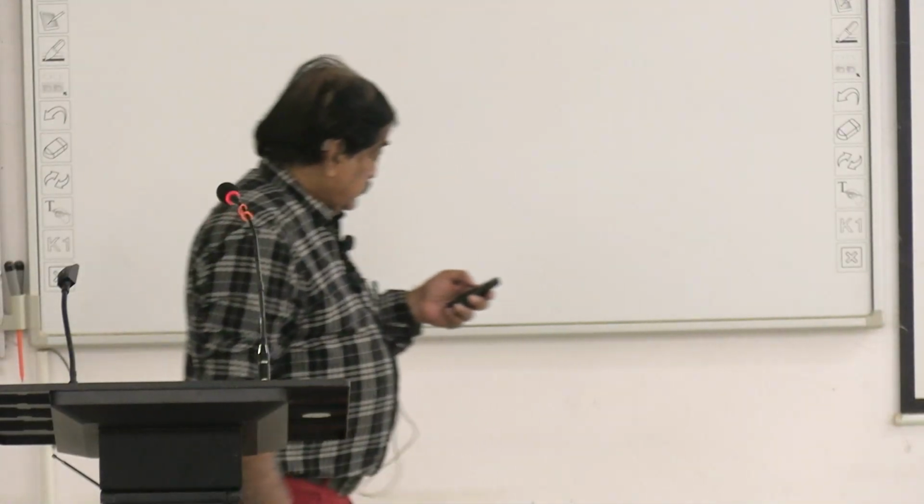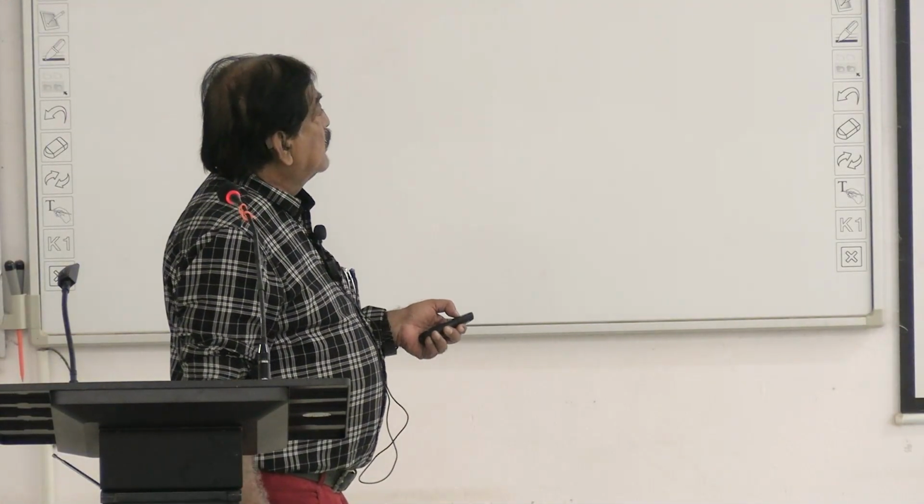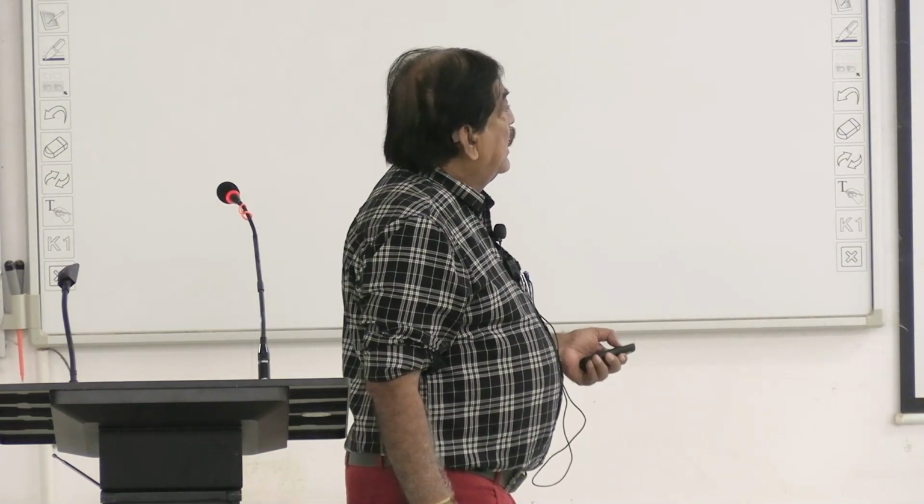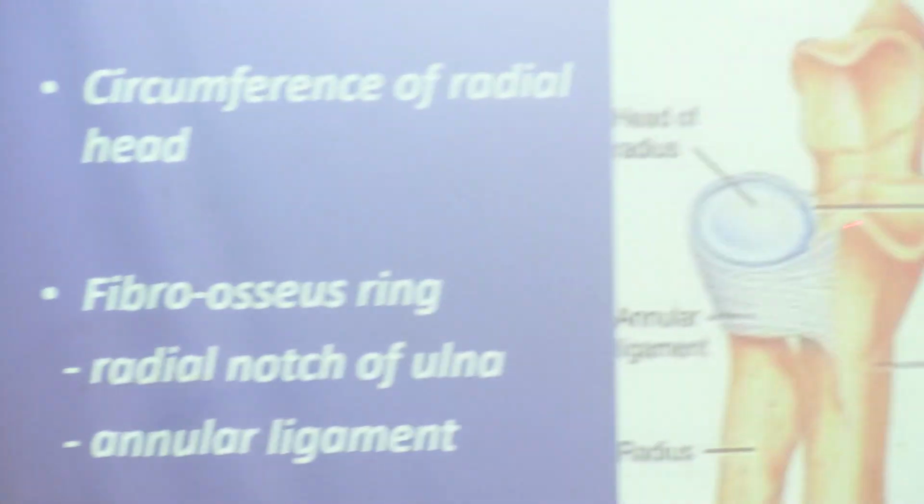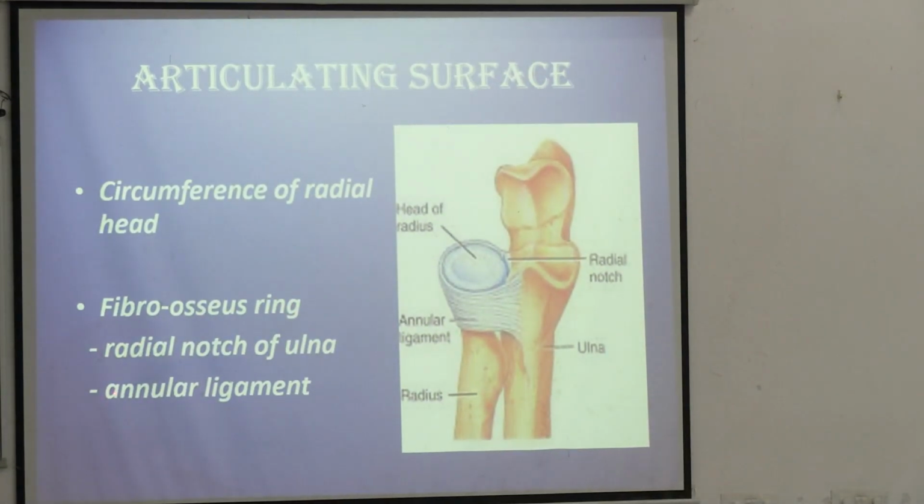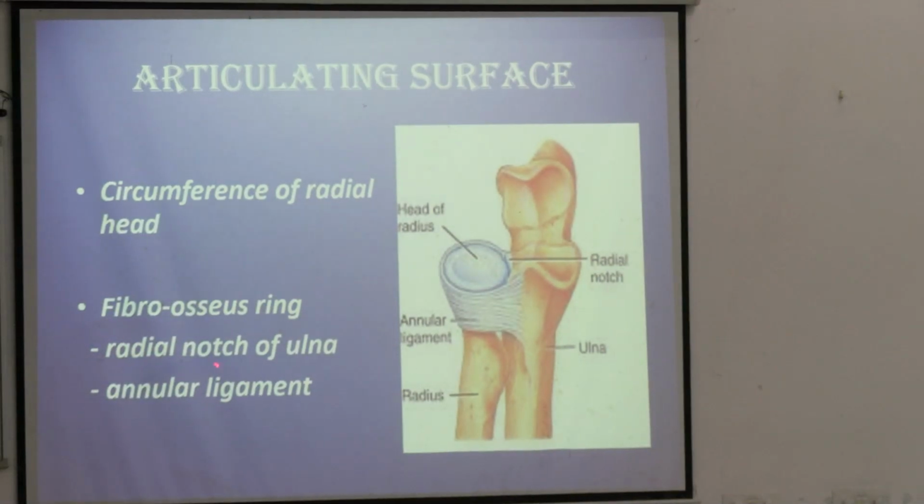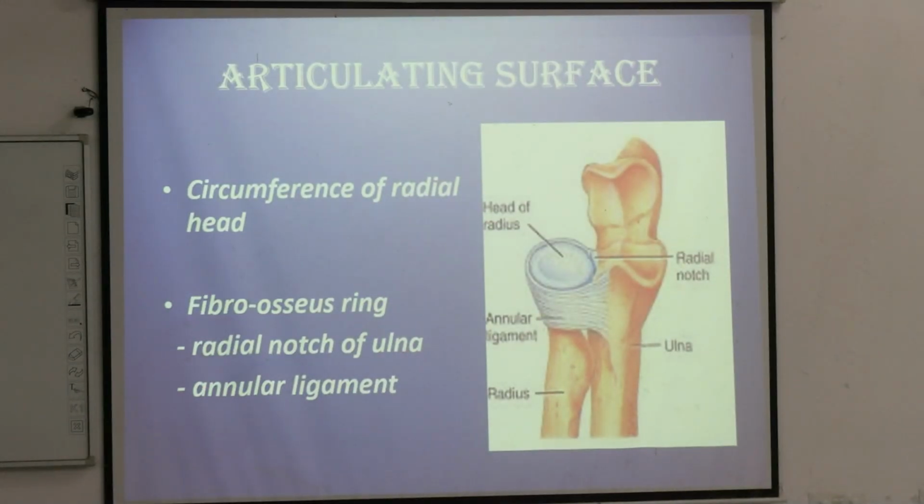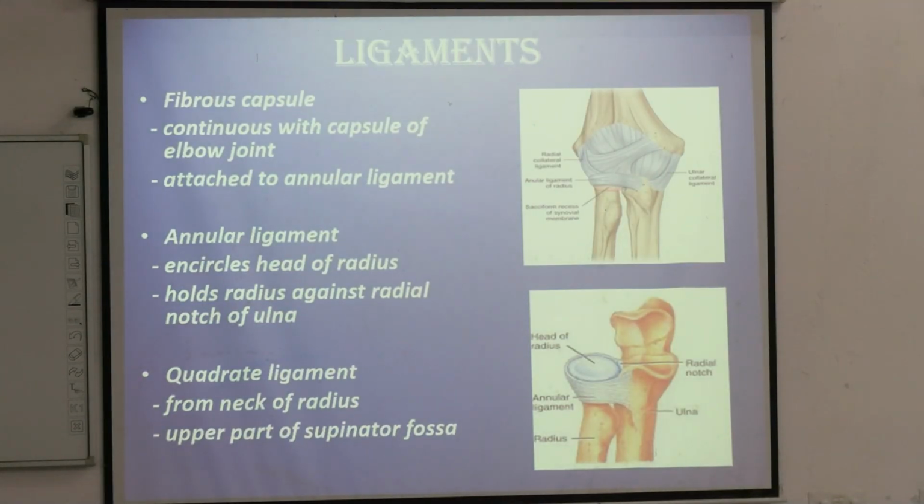Okay, now your circumference of the radial head of the radius. Now, this is the radial notch, fibro-osseous ring, radial notch of ulna and annular ligament, fibro-osseous ring. Now, ligaments. Fibrous capsule continues with the capsule of the elbow joint attached to annular ligament. This is the annular ligament. Annular ligament encircles the head of the radius, holds radius against radial notch of the ulna.